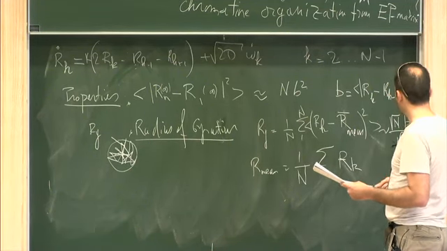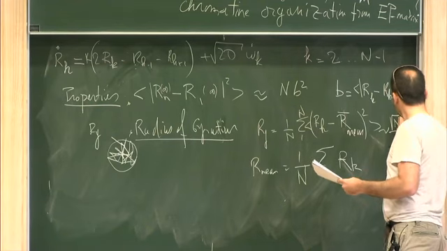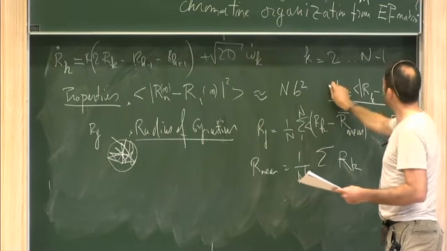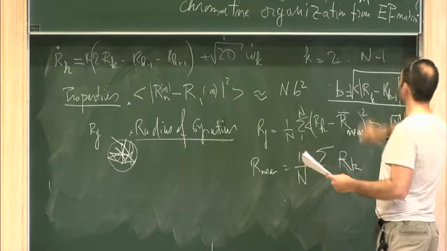Is b the square root of what you wrote up? No, b is... What you've defined as b? b is here. Yeah, b is the square root of this, sorry.